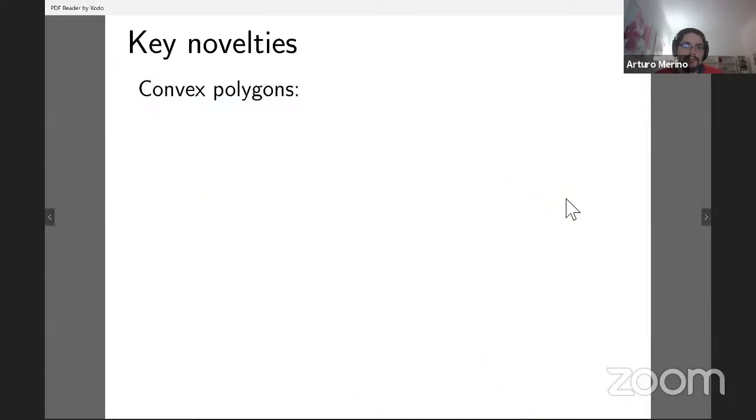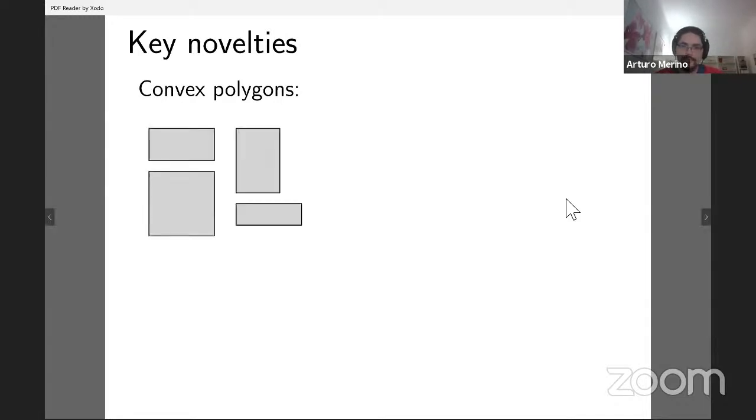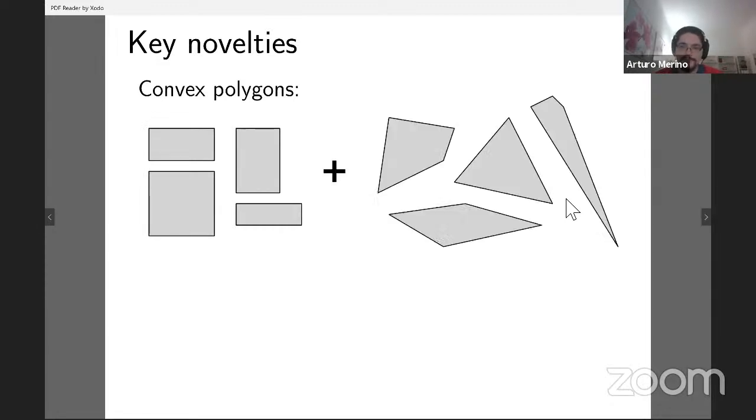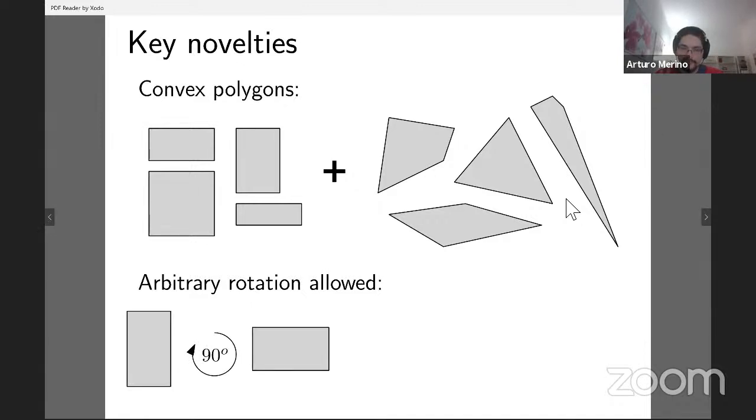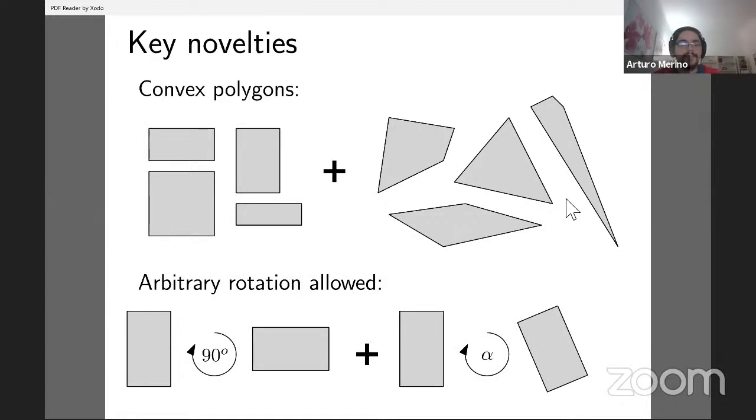I also want to highlight the two key novelties that we introduce in this work. The first one is that we deal with convex polygons. All previous work has only talked about axis parallel rectangles, and now we deal with arbitrary convex polygons. The second big thing is that we allow for arbitrary rotation. Previous work had only considered 90-degree rotation, but now we allow rotation by essentially any given angle.